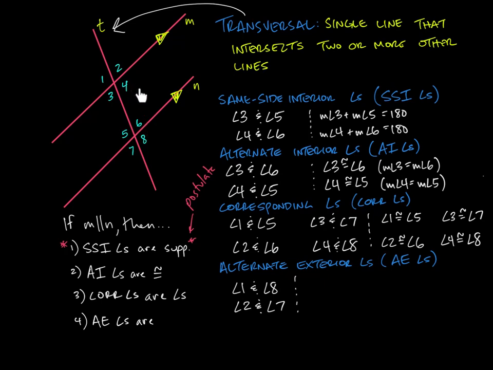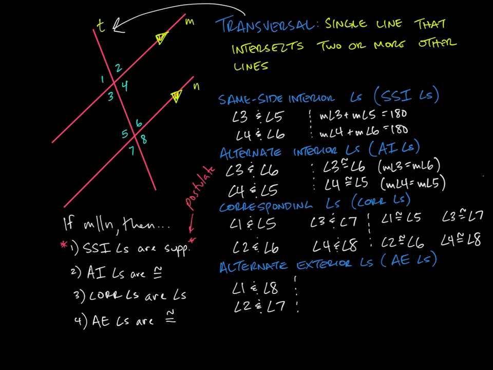And then if I think about the same thing with, let's say, angles 2 and 6, they're congruent because they're corresponding angles, but 6 and 7 are congruent because they're vertical angles. So 2 is the same as 6, which is the same as 7. That would tell me that angle 2 is the same measure as angle 7, and it appears now that my alternate exterior angles are also congruent.